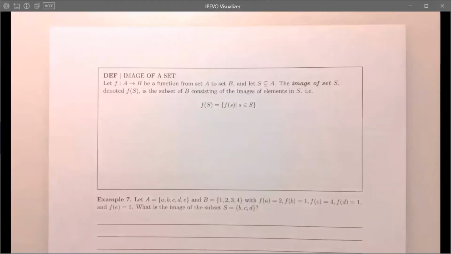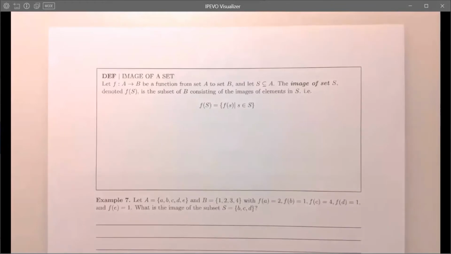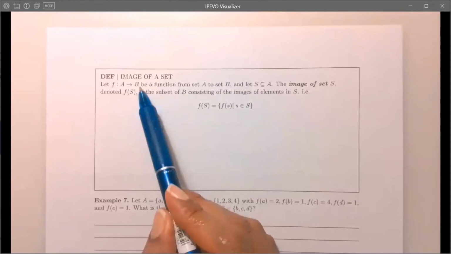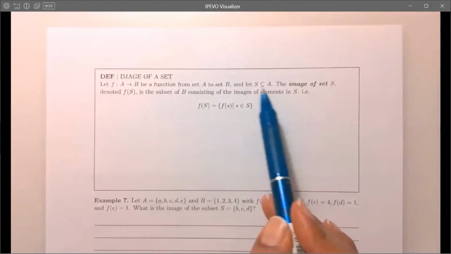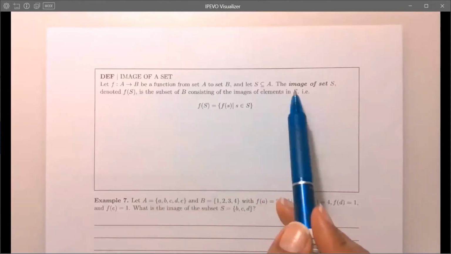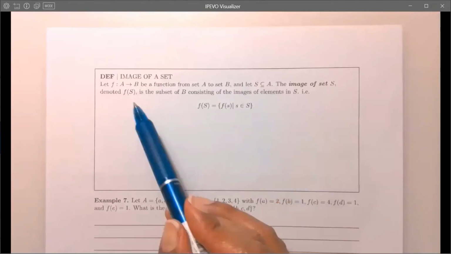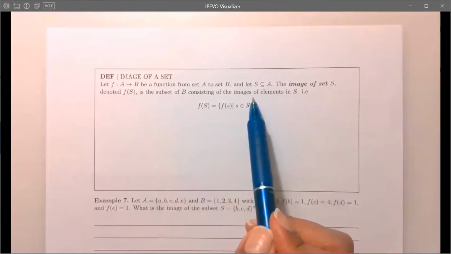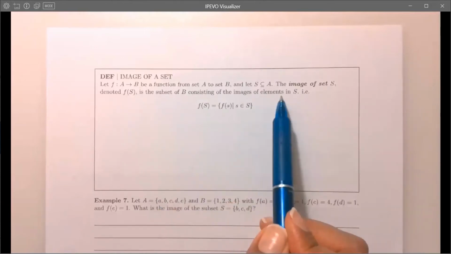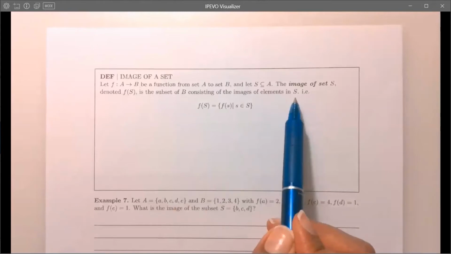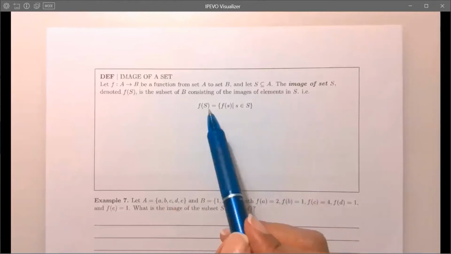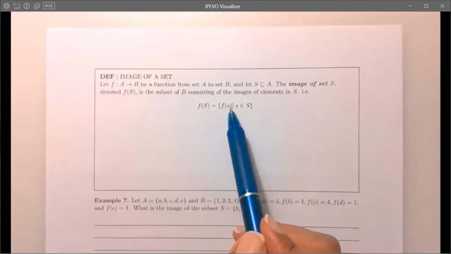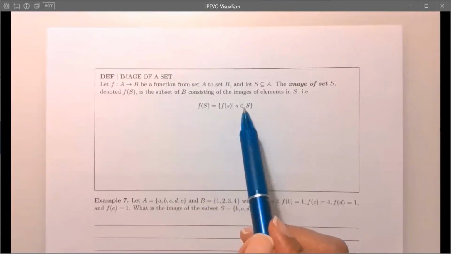Right, that brings us to image of a set. Let f be a function from the set A to the set B, and let S be a subset of A. Then the image of a set S, which is denoted f of S, is the subset of B consisting of all of the images of elements in S. So what that means is that f of capital S is the set of all images f of s, such that s is in the subset S.